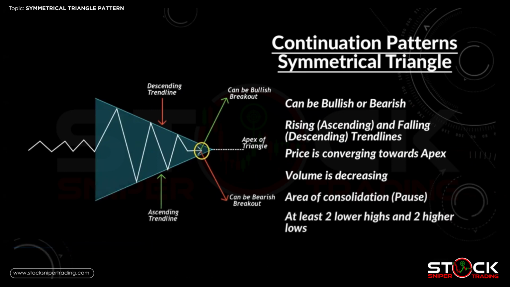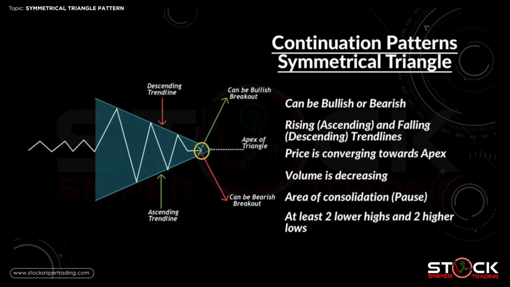A symmetrical triangle is a continuation pattern which can be bullish or bearish. Rising, ascending, and falling, descending trend lines are characteristics of the symmetrical triangle. Price action is converging towards the apex or the tip of the triangle. Volume is decreasing. The triangle is an area of consolidation where we see a pause in price action, and we can have at least 2 lower highs and 2 higher low touches.